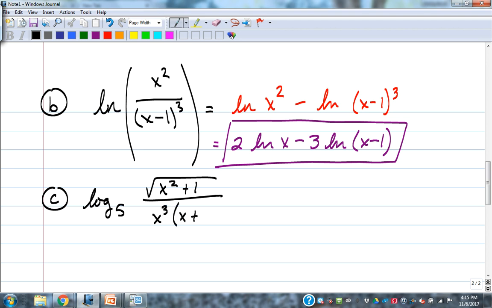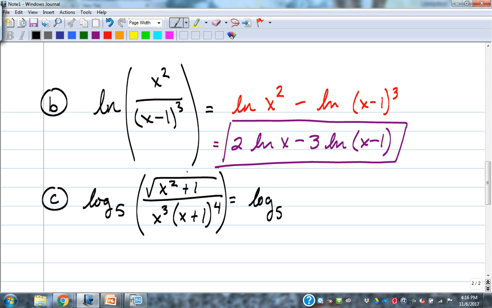Let's go to maybe a little bit more difficult problem. It's got a lot more going on in it anyway. And we're going to rewrite this as a sum or a difference, maybe a little bit of both. What's the biggest thing we see in the problem? It's division. So that's going to turn into subtraction.